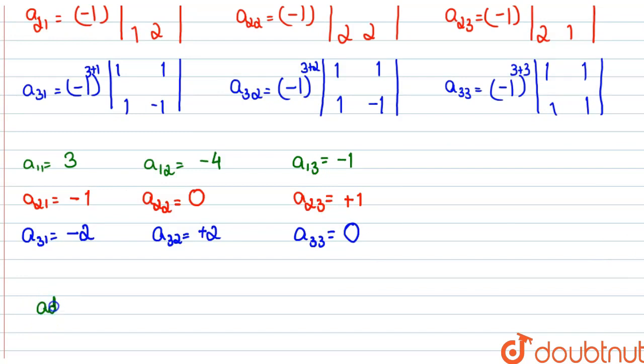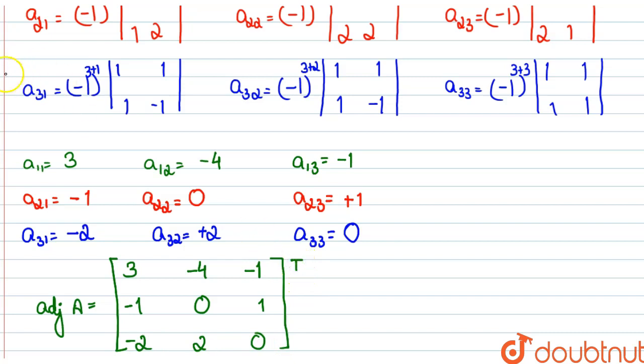Now we'll write our adjoint A. So it is the matrix of 3, minus 4, minus 1, minus 1, 0, 1 and minus 2, 2, 0, and then we'll take its transpose. So upon taking transpose we'll have 3, minus 1, minus 2, minus 4, 0, 2 and minus 1, 1, 0. So this is our adjoint A.